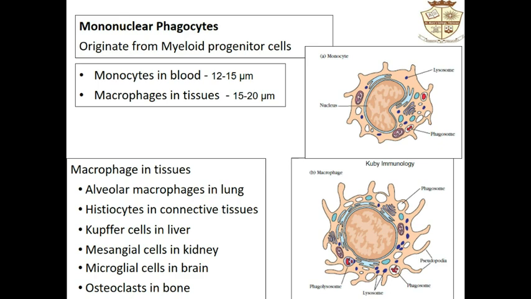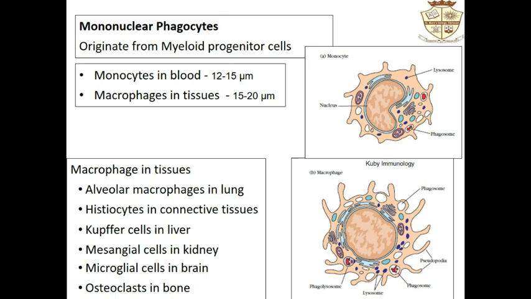Monocytes are the largest of the lymphoid cells which are present in the peripheral blood. Their size is approximately 12 to 15 micrometers, and they have a half-life of about 3 days. Tissue macrophages are larger, and they have a size of 15 to 20 micrometers. The macrophages are dispersed throughout the body, and they can survive for months.